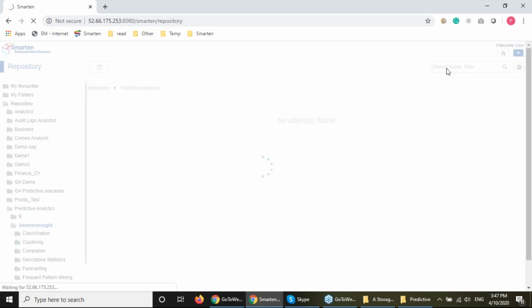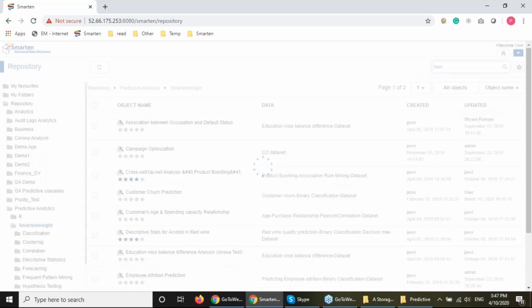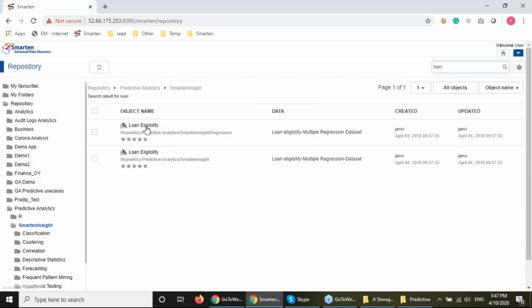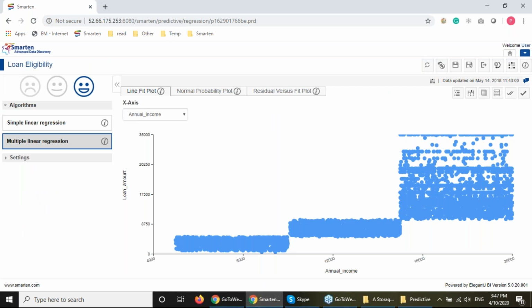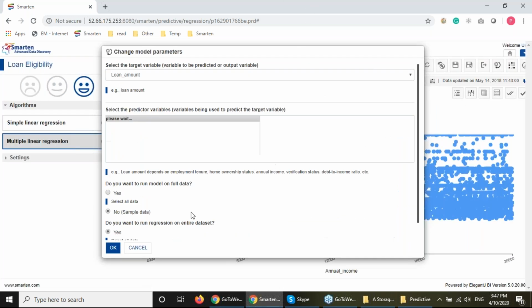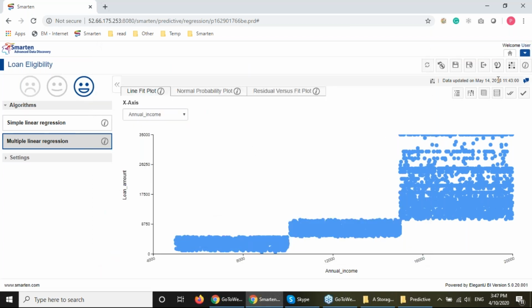Another example could be loan eligibility. This is a common example everyone can relate to: when we apply for a loan on a website, there are certain questions that we give answers to. Based on the form we fill up, you get the result that you are eligible for this much amount of loan. Behind the scenes, we want to predict the loan amount, and this could be the influencer. Based on that, it has chosen multiple linear regression.